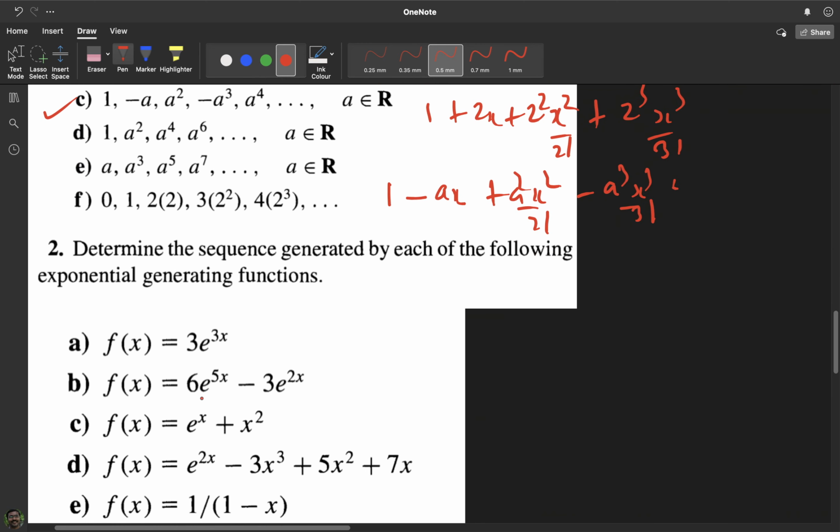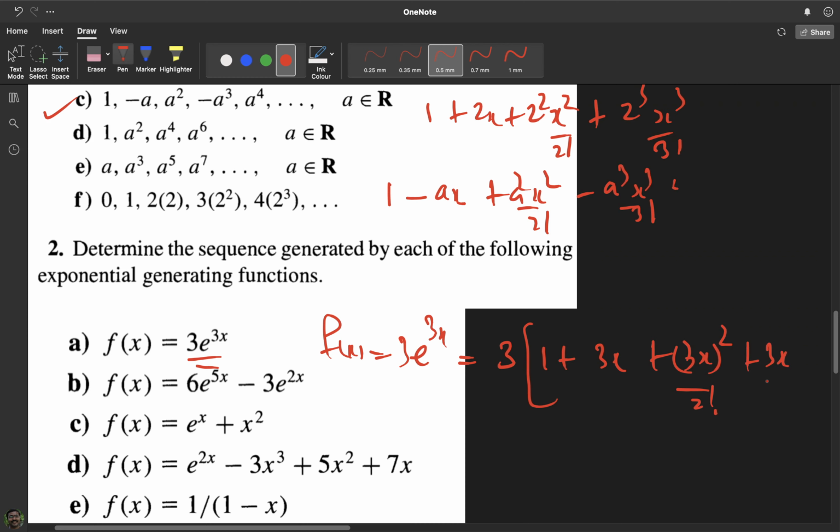So the first problem is 3 e raised to 3x. So how will you write it? f of x is actually 3 e raised to 3x. So I can expand this, if you know the expansion of e raised to x, as 3 into 1 plus, in place of x you have 3x, 1 plus 3x plus 3x the whole square by 2 factorial plus 3x the whole cube by 3 factorial plus etc.